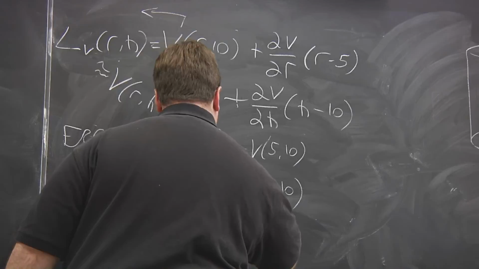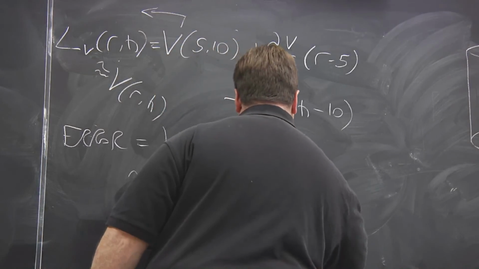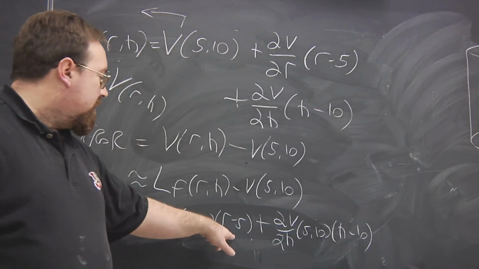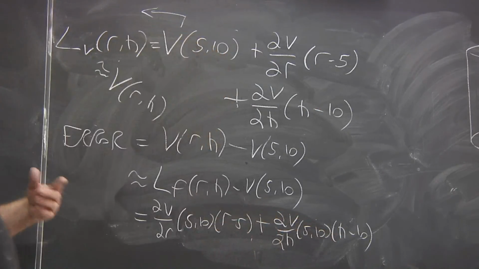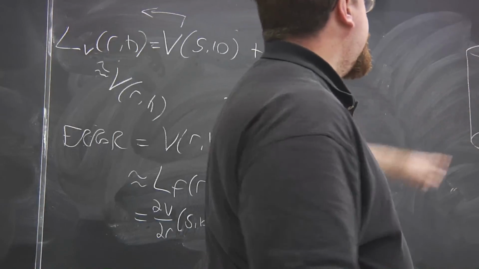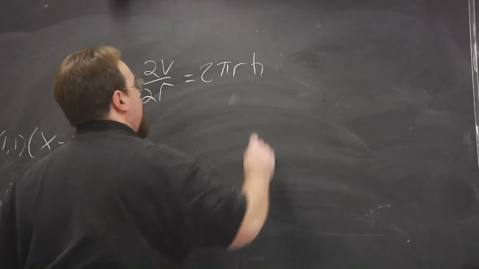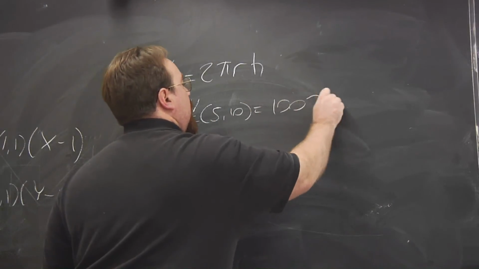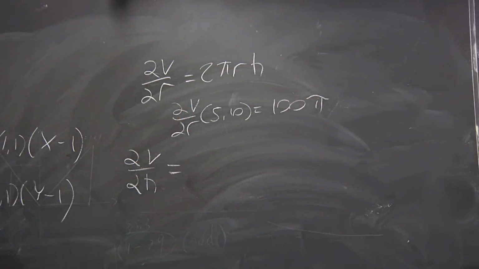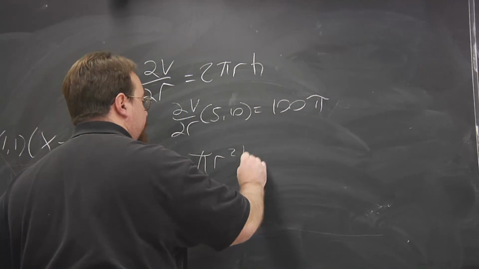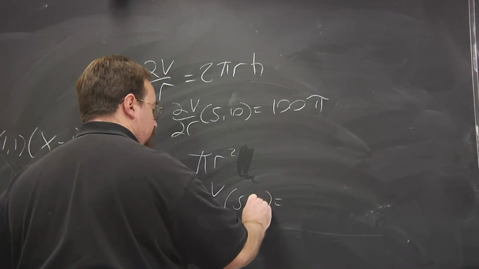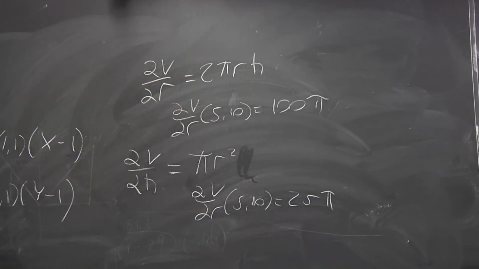(5, 10), r minus 5, plus dV/dh, again at (5, 10), h minus 10. And I know that r minus 5 and h minus 10, the largest they can be is 0.1 in magnitude. So we're going to assume that. Given that formula for V, what is dV/dr? Then we'll plug in r equals 5 and h equals 10, so we're going to get 100 pi. And dV/dh is pi r squared. So r is a constant now and h is a variable. So dV/dh at (5, 10) is going to be 25 pi. So now we can fill these in.